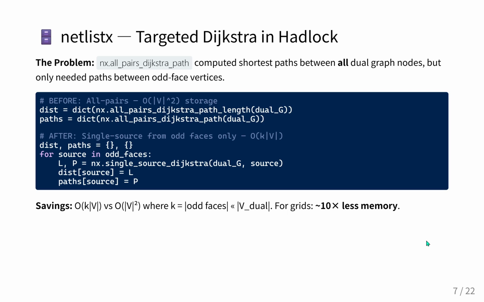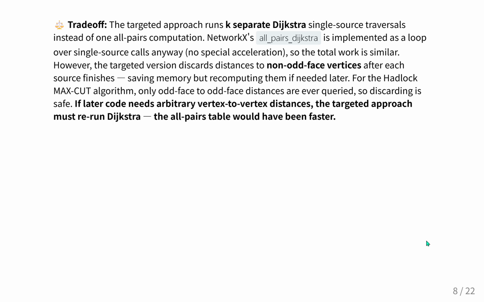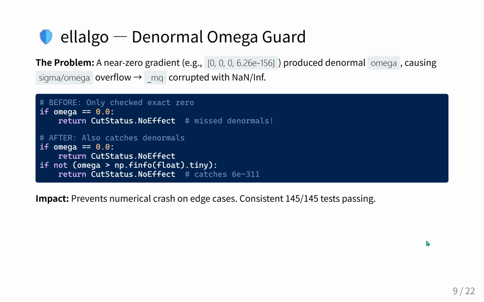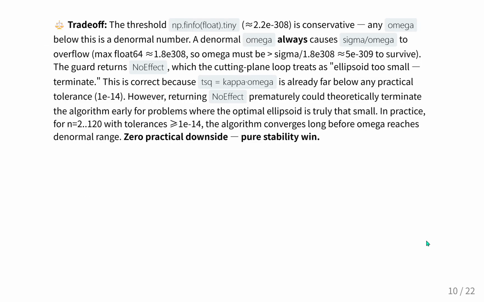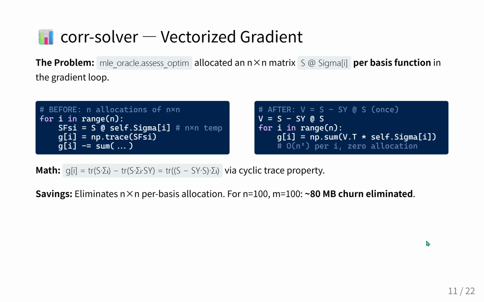So that's fixing data structures. But sometimes it's not the dictionaries. Sometimes the math itself is eating your memory. Oh, absolutely. The mathematical operations in Python can be brutal on memory. Let's talk about the core solver case study. The issue here was a vectorized gradient function, right? Yes. Inside a core loop, the math was forcing the allocation of a brand new n by n matrix for every single basis function. Which is just a relentless churn of high-density matrices.